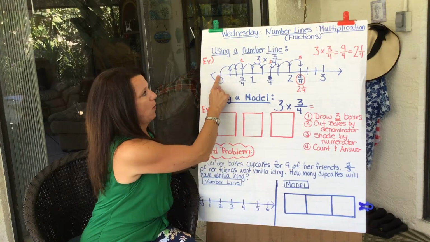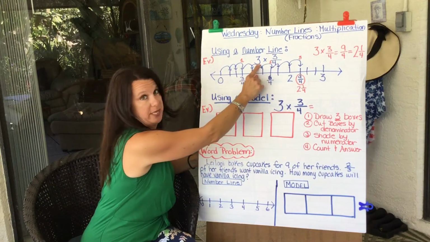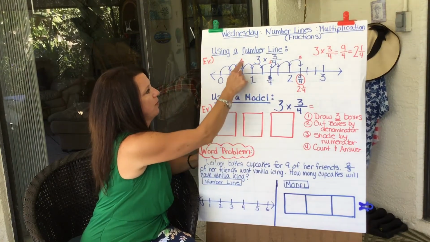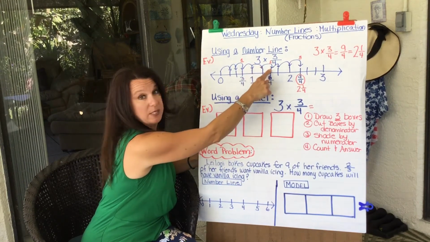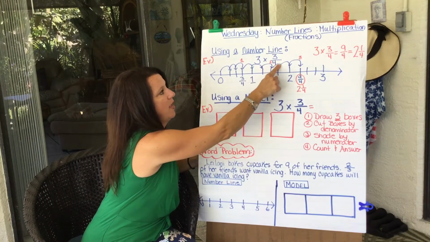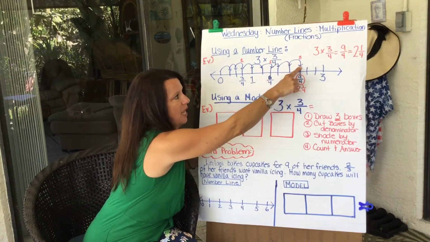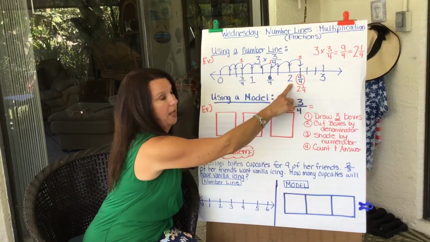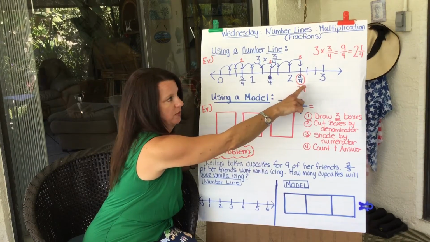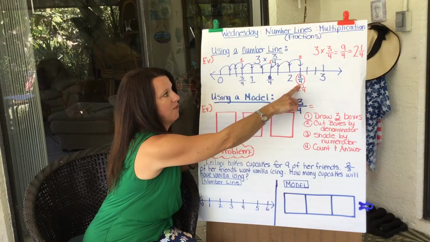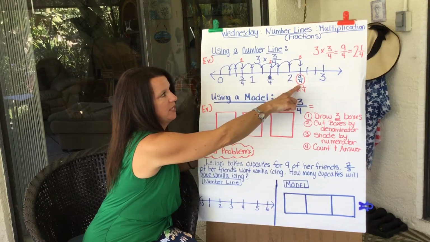So I started at 0, and I know I'm going to do 3/4 3 times. So hop 1, 2, 3. That was my first time. 1, 2, 3. That was my second time. And then 1, 2, 3. That was my third time. Now, I've got 2 wholes, and then I've got 9/4. All right. So 9/4 here. That was 3 times, right?